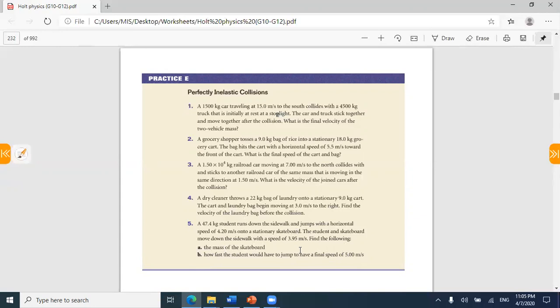So if I change the final speed, instead of 3.95, after knowing the mass of the skateboard, then what will be the initial velocity of the student to get a final speed of 5 instead of 3.95? That is, this 4.2 meters per second has to change. How much is its value? So let's see.